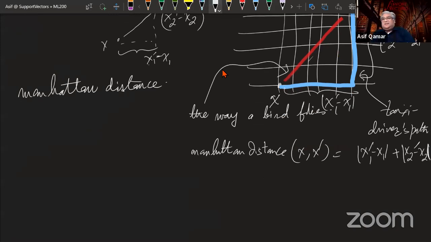So we realize that distance depends upon the situation. Now, one easy way to generalize this distance is to write this expression, which is called the Minkowski distance.